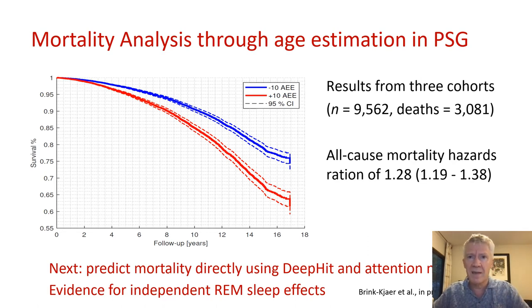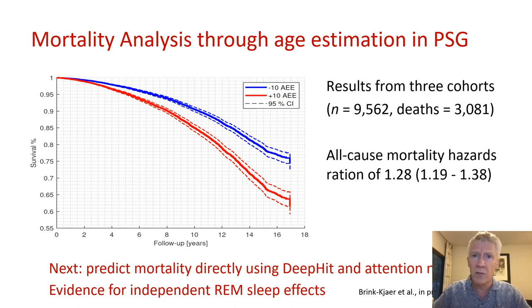For example, in this analysis, we have used deep learning to try to predict the age of people based on their PSG. And to make a long story short, we actually were able to find that some people have a sleep that predicts an older age than their real age. And then sometimes people have the sleep of a younger person than their real age. And what we could show is that if people have a younger age of sleep versus the actual age, they have a better prognosis than if people have an older age. And that does predict mortality. This was done in population-based studies in about 9,000 people with 3,000 deaths.